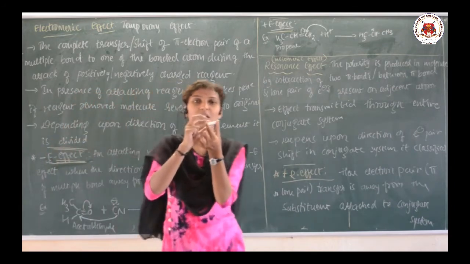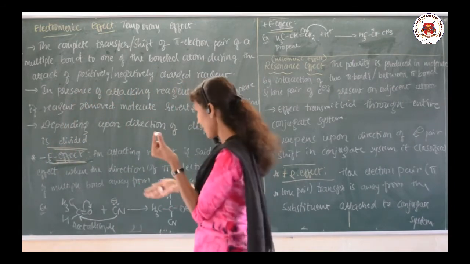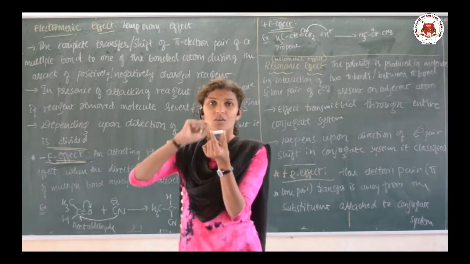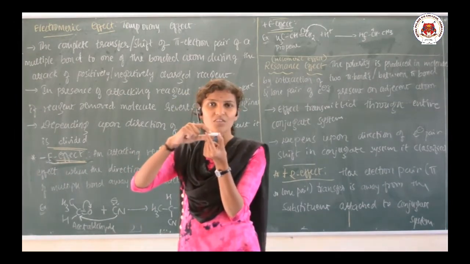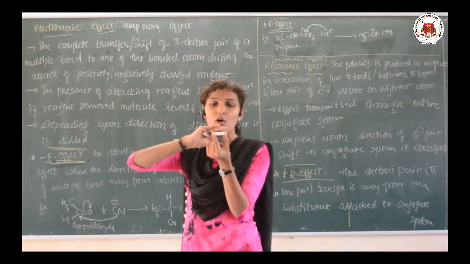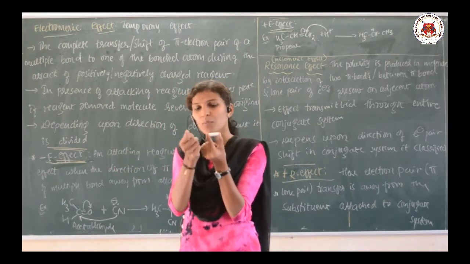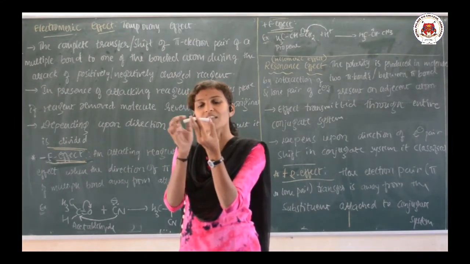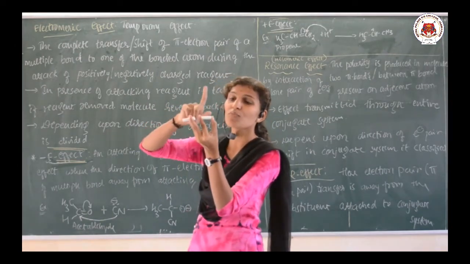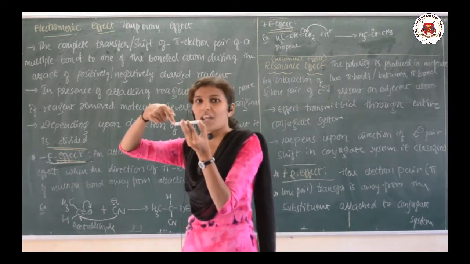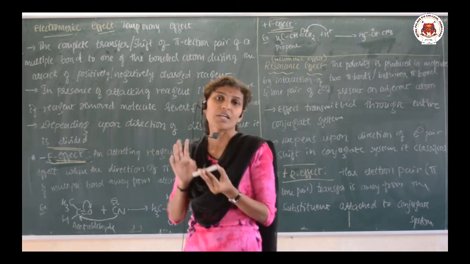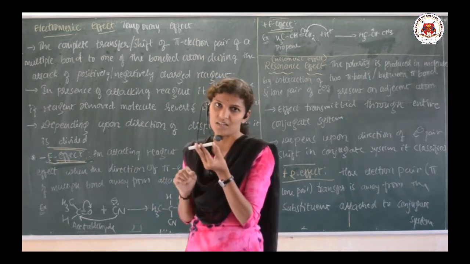Suppose you consider this is the multiple bond system, a double or triple bond system. During that time, there is a complete transfer of the pi electron pair of this multiple bond to one of the bonded atoms. So the definition is: the complete shift of the pi electrons of this multiple bond to the bonded atom, when it occurs in the presence of any positively or negatively charged attacking reagent.